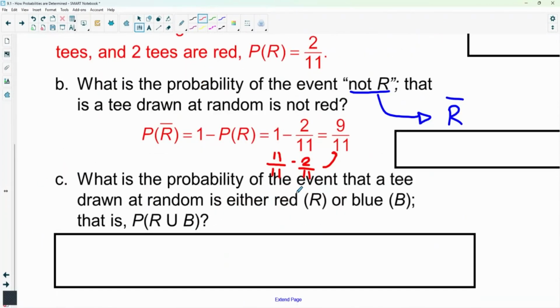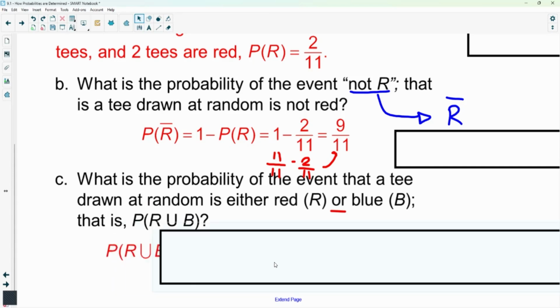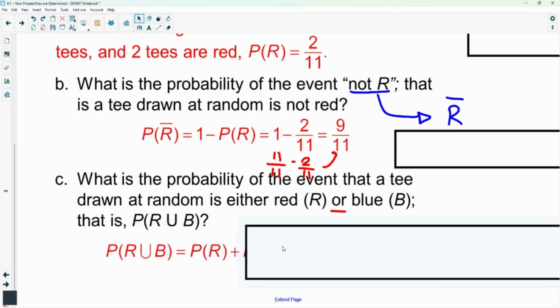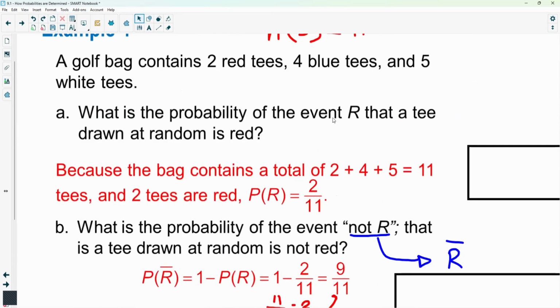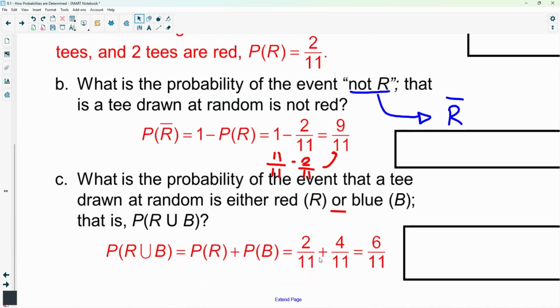And then it says, what is the probability of the event that a T drawn at random is either red or blue? So again, it's the union. Since a T cannot be red and blue at the same time, they are considered mutually exclusive events. So that means you're going to find the probability of red, which we already know is 2/11, plus the probability of blue, which we got 4 blue T's, right? So that's 4/11. So you get that the probability of red or blue is 6/11.